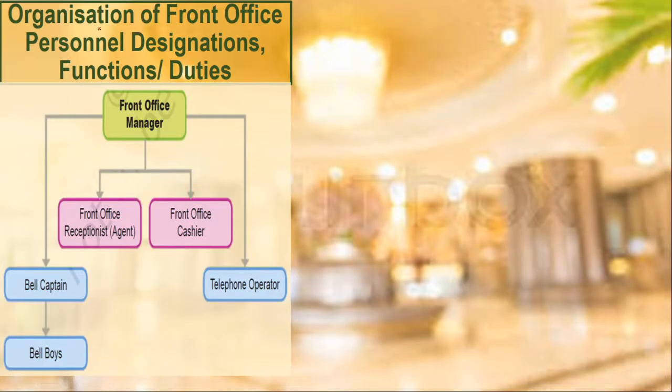Let's move further. To understand the organization of the front staff, if you think it's very simple, think again. There are so many personnel involved in the smooth functioning of the hospitality industry. The first is the front office manager. This is the person whom you see. Then under this front office manager, this is the hierarchy. You have the front office receptionist or the agent and the front office cashier.